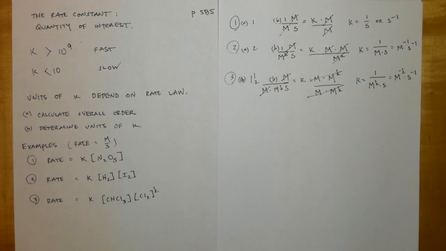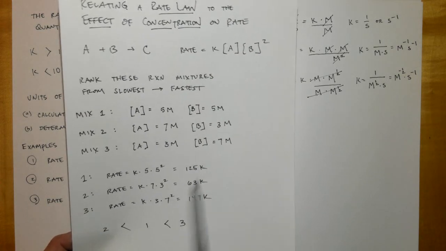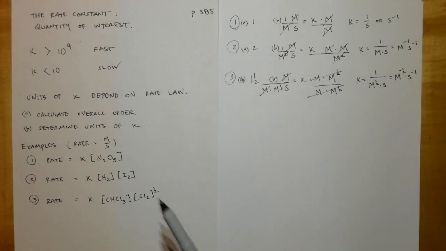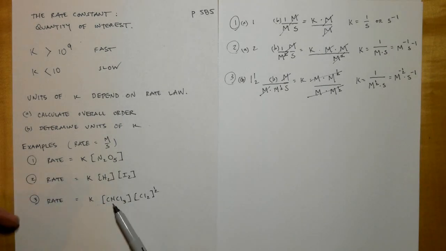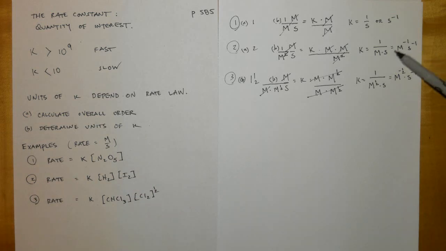All right, that's 3 example problems using the rate law expression. First of all, finding out by concentration which would be the fastest, and then second of all, manipulating rate laws to find out what the overall order is and to determine the rate constant K.